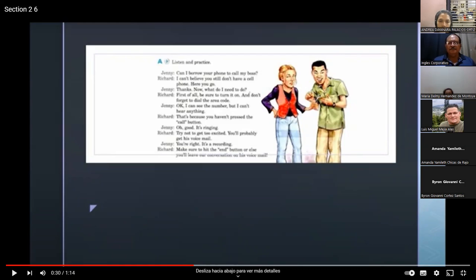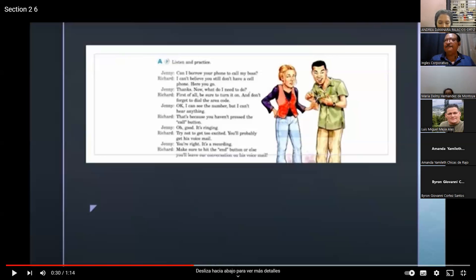Okay, sure. Borrow is like lend. The verb lend. You say, you lend me your... Like in the chat. No, let. Not really. It depends on the context, I guess.